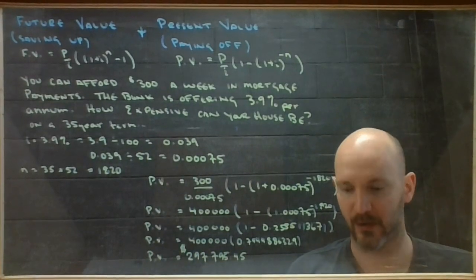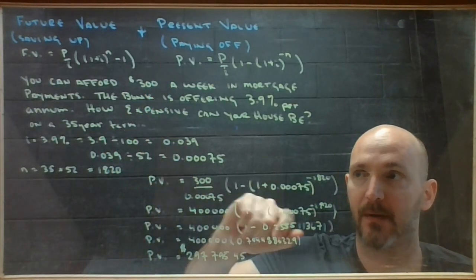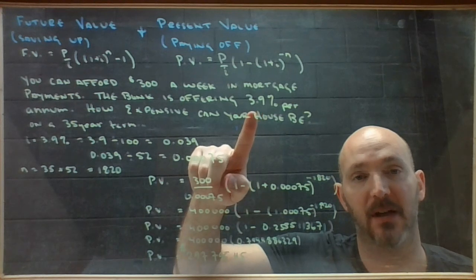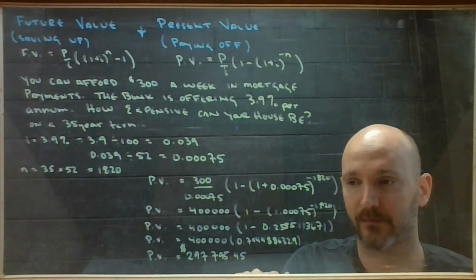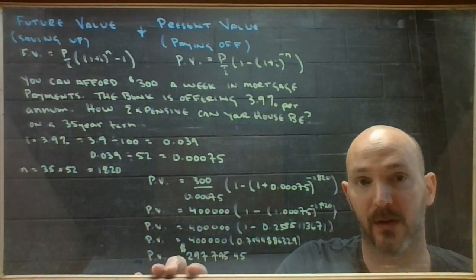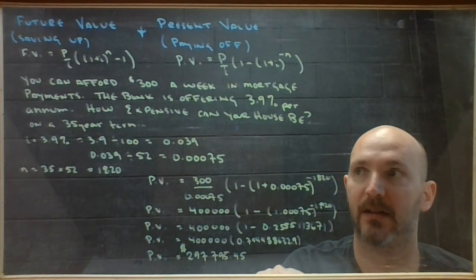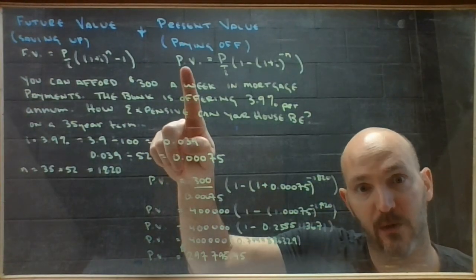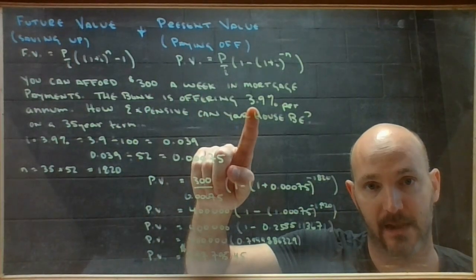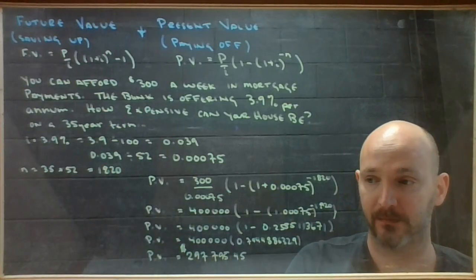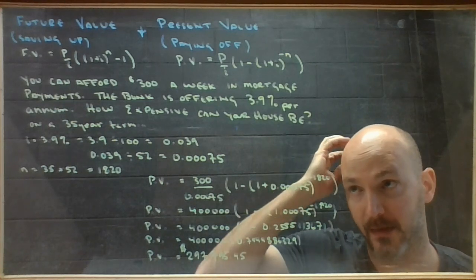All right, so if this is what you can afford per week, $300, and you can find a bank willing to offer you 3.9% per annum with your mortgage spread over a 35-year term, the maximum amount of money the bank will give you is $297,795.45, because this is the amount of money you would borrow and then be able to pay off at that interest rate in that amount of time. So about a $300,000 mortgage at that setup.